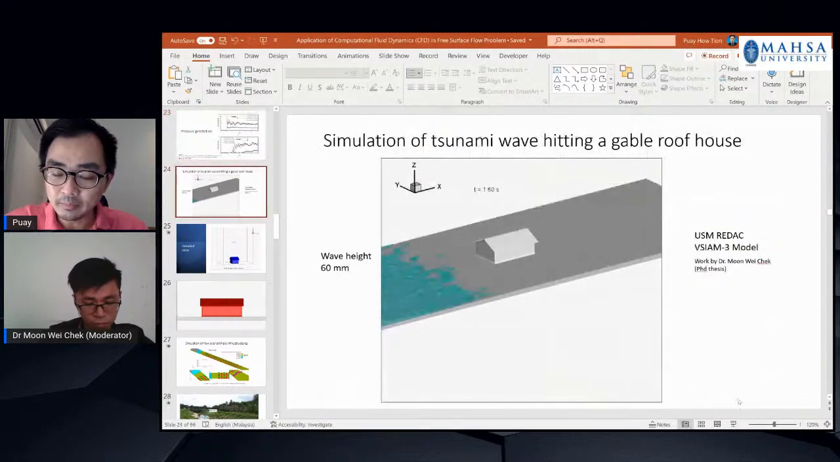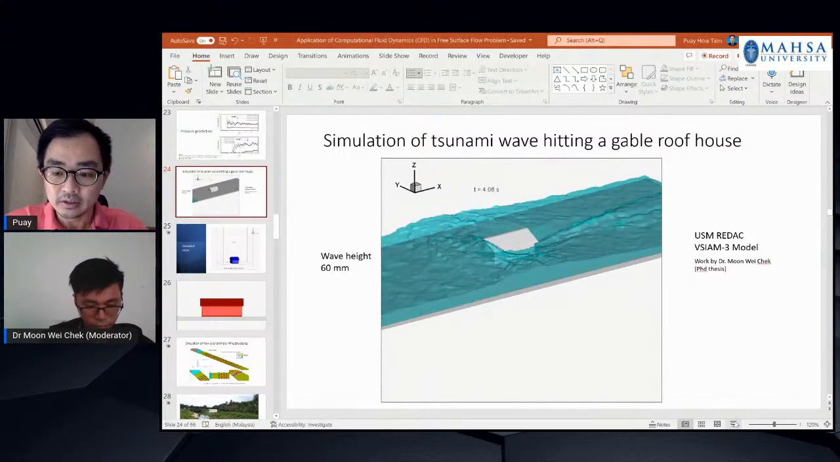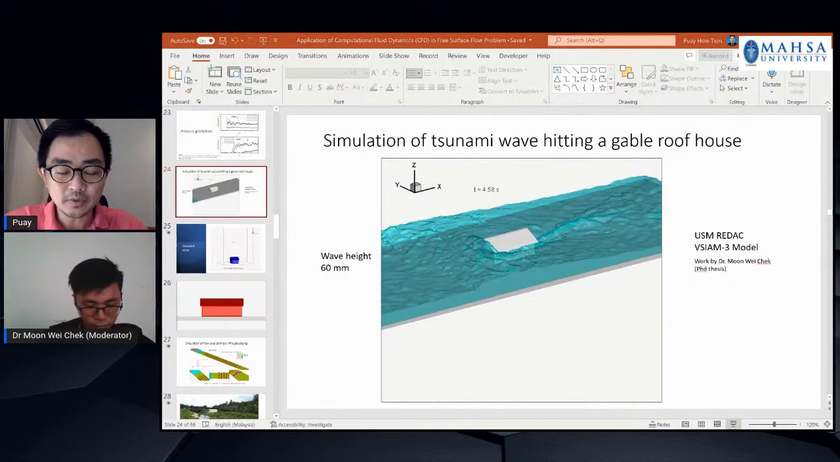So the benefit of using CFD is that you can always change the condition, the simulation condition, the obstacle shape, and so on. In this case, the model is used to investigate the effect of the roof shape. This is a gable roof.